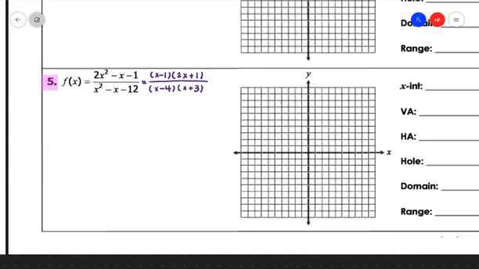And so none of them are canceling out. We don't have the same on top and on bottom. So we don't have any holes, and we can't simplify. So we'll work with what we have. So for our x-intercepts, we are taking our numerator and setting it equal to 0. And so we will have more than one x-intercept on this one.